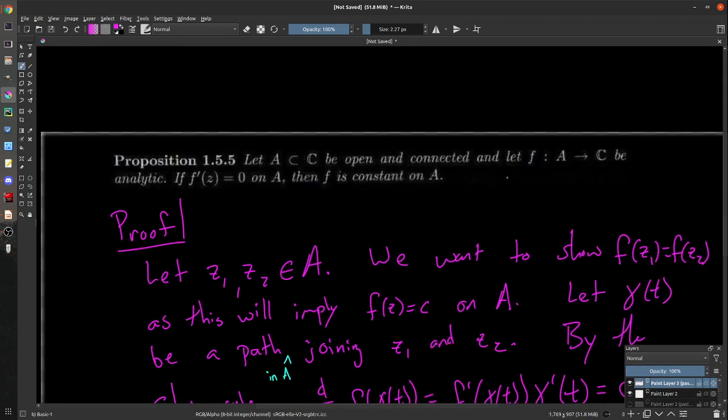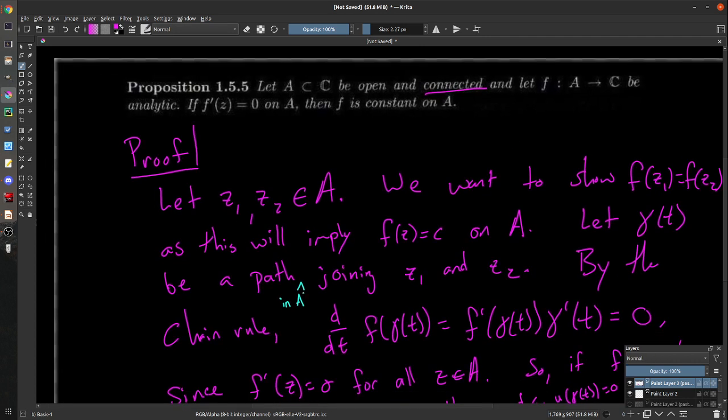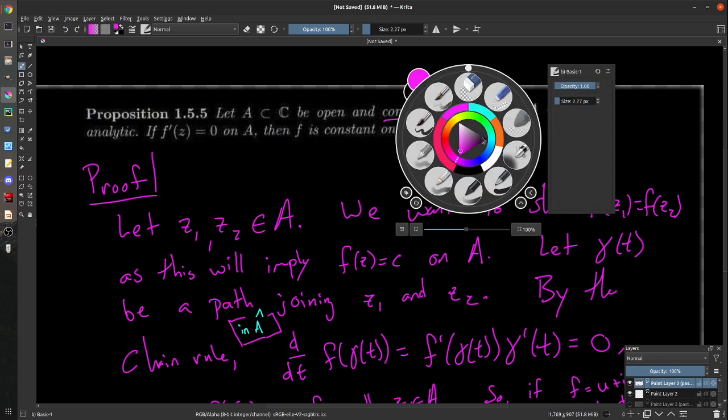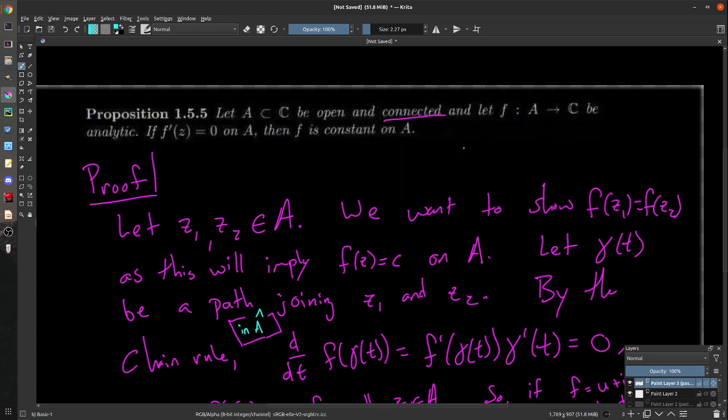So notice, though, there's a very important piece here. We need this connectedness, right? And this path has to lie in A the entire time. And I bring this up because if you don't remember this, then you'll probably use this proposition wrong. Namely, here's an easy one. If we got rid of connected, would we be able to make this wrong?